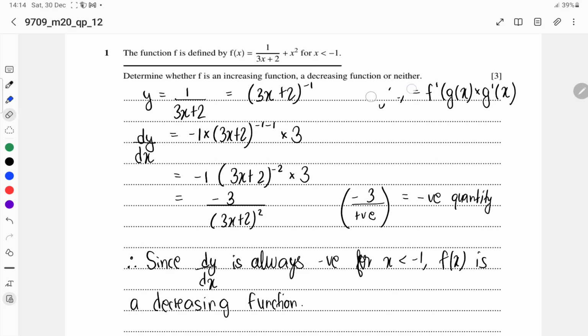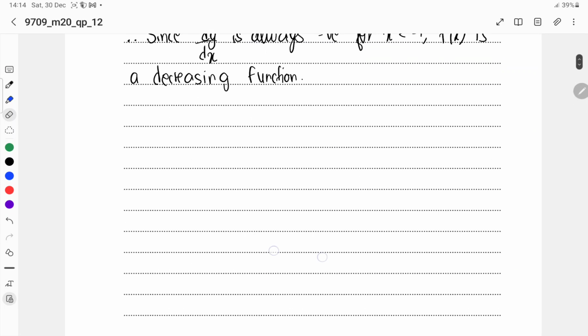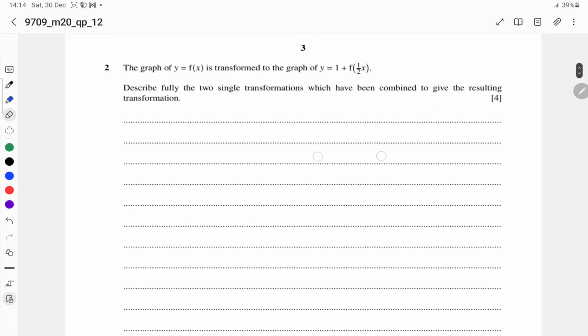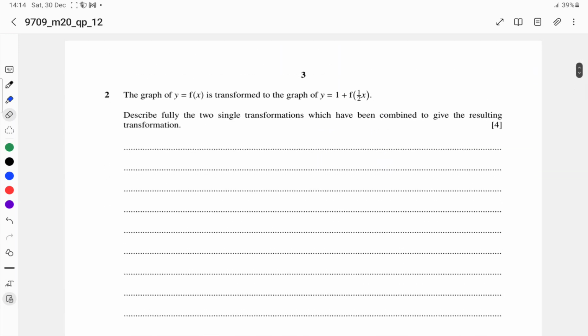So let me erase all the formulas that I have written. So this is erased, and then after this as well. So let's move on to the next question pretty quick. The next question is: the graph of y = f(x) is transformed to the graph of y = 1 + f(½x). So we need to describe the two single transformations which have been combined to give the resulting transformation, right? So what we can see is the graph while moving from f(x) to this graph.